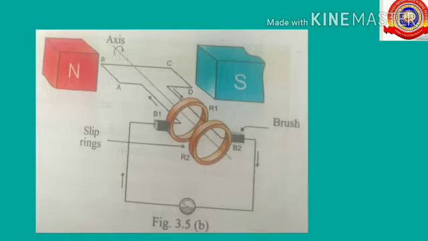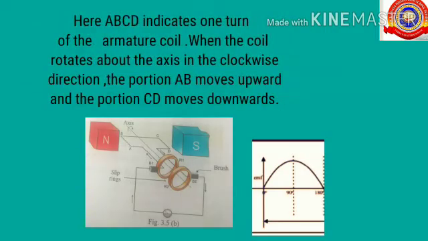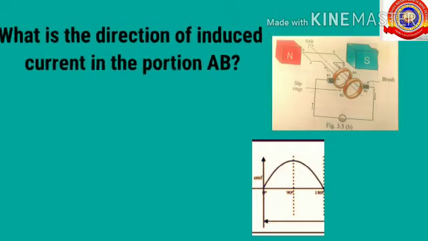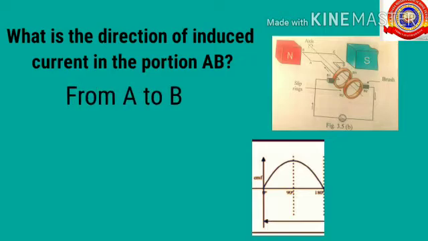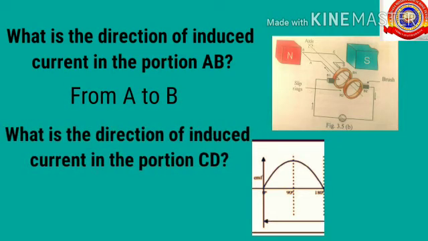And here ABCD indicates one turn of the armature coil. When the coil rotates about the axis in the clockwise direction, the portion AB moves upward and the portion CD moves downwards. So what is the direction of induced current in the portion AB according to Fleming's right-hand rule? Yes, it is from A to B. So what is the direction of induced current in the portion CD? It is from C to D.